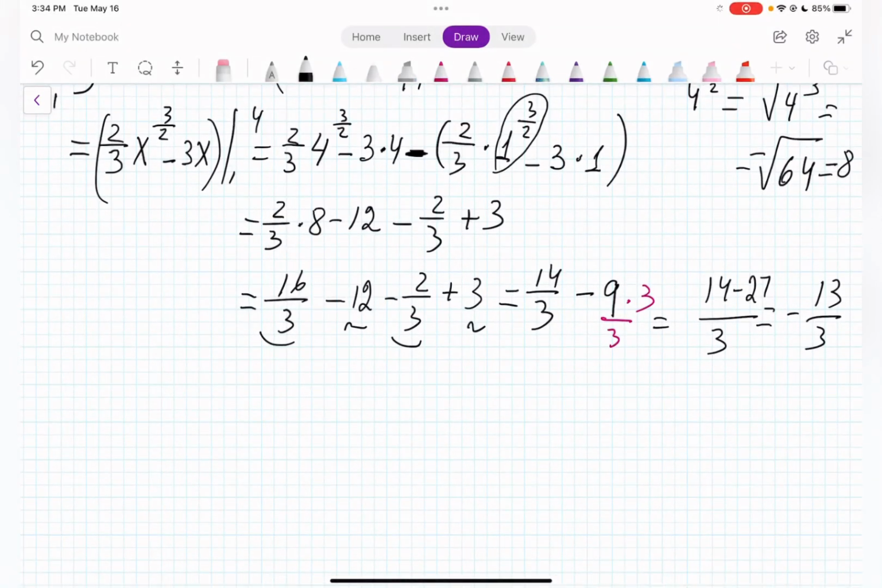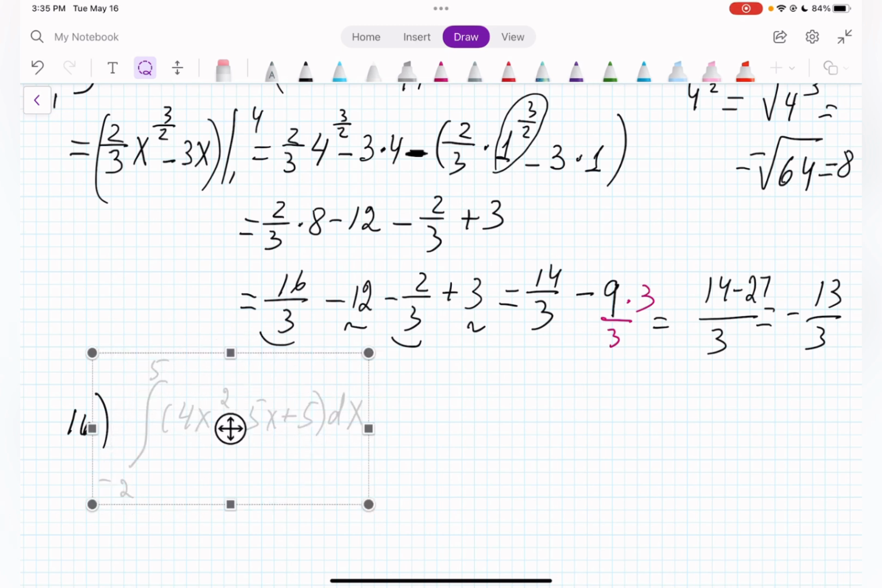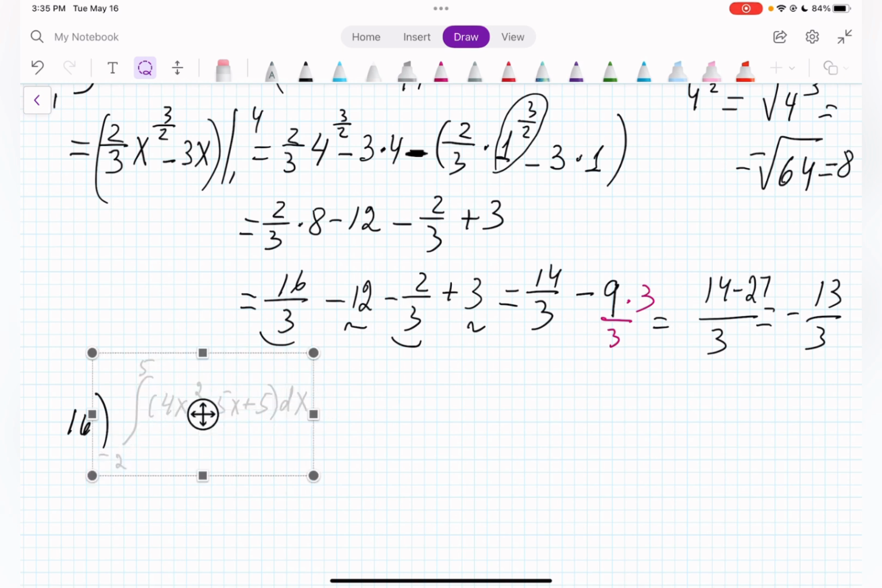We are solving question number 16, and we have the integral from negative 2 to 5 of 4x squared minus 5x plus 5 dx. We're already familiar with such cases and we can solve it. Let's see what we're going to get here. I'm not going to separate them anymore because you know that you can separate. All I'm going to do is just solve it.